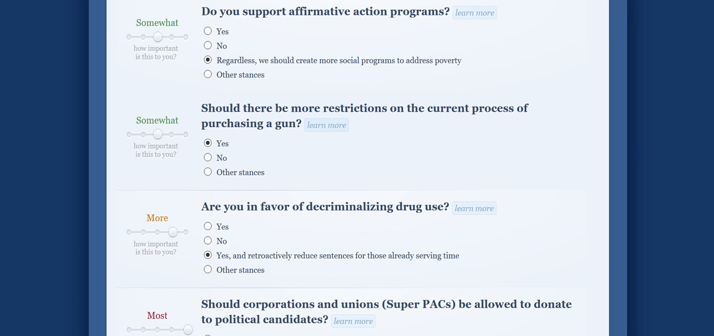Should there be more restrictions on the current process of purchasing a gun? I put yes. You guys know me. I support the basics. At the federal level, do a universal background check. No exceptions on that one. Do a ban on high-capacity magazines. Do a ban on assault weapons. Do some sort of giant gun buyback program. Not to force people to give up their guns, but just to have, okay, if you want to get rid of the old ones, it's good to get rid of a lot of them in circulation that are unnecessary.